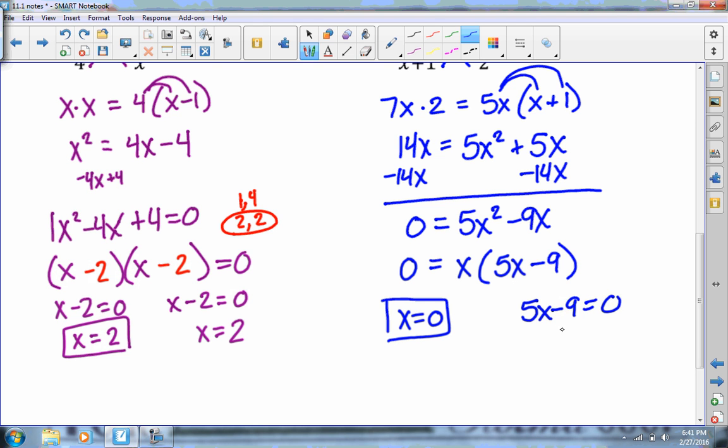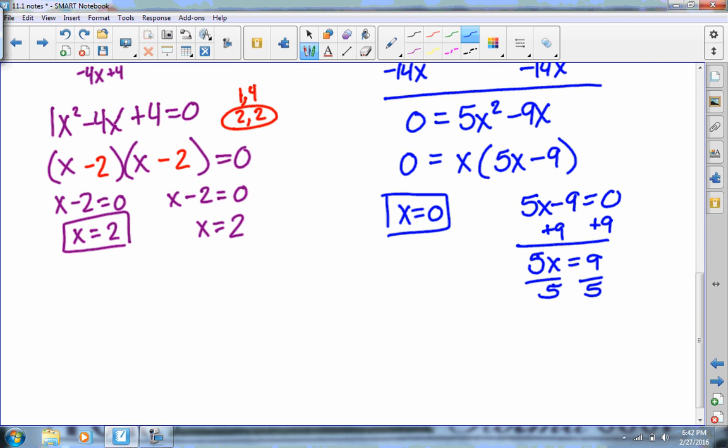Now over here I have a little two-step equation that I have to solve. I add the 9 over, and then divide by 5. So I will get x equals 9/5.